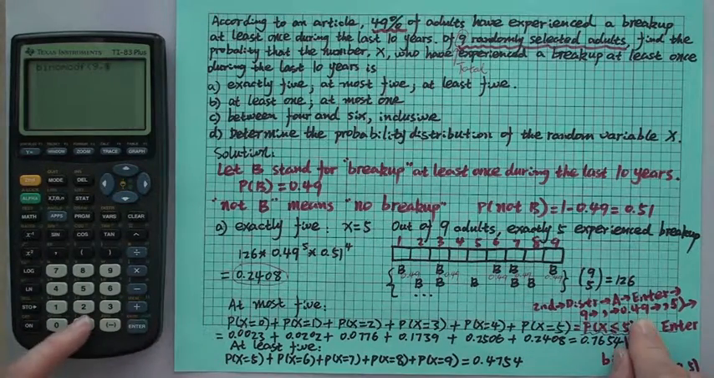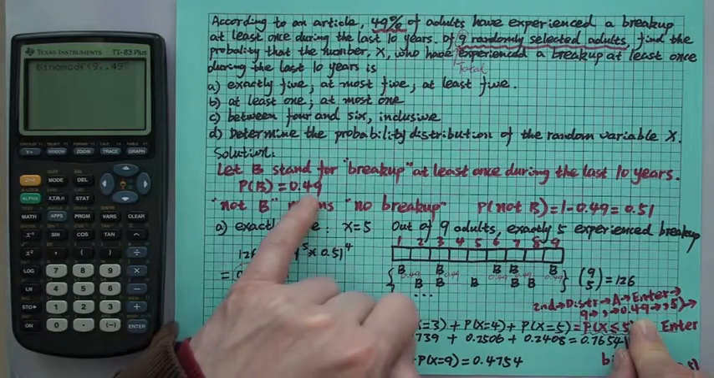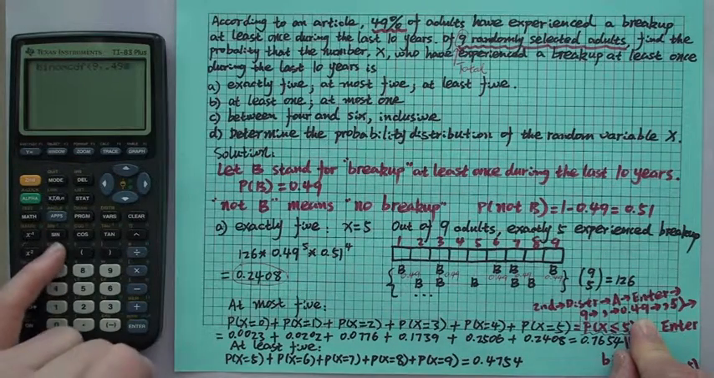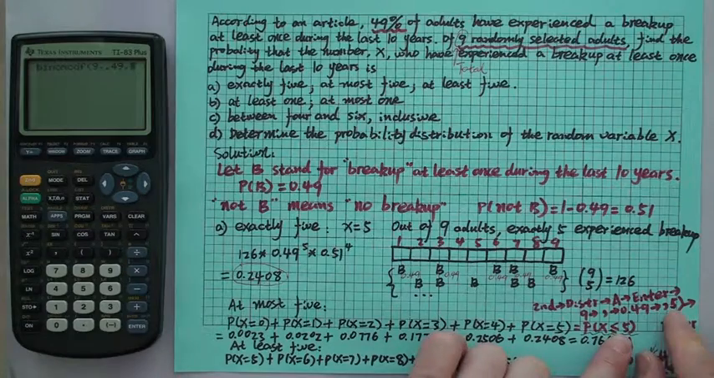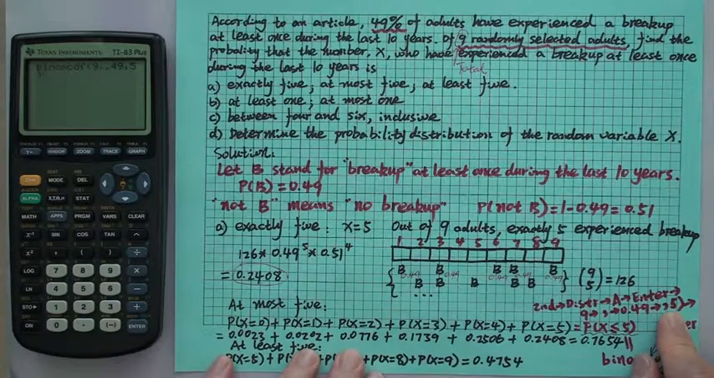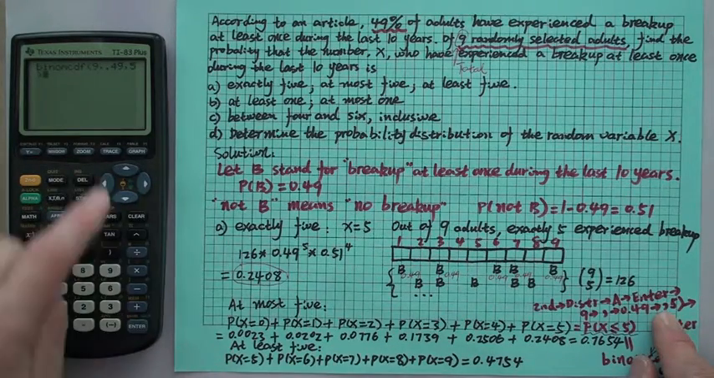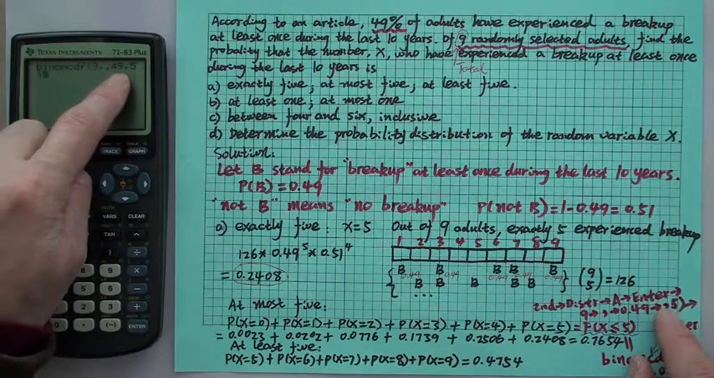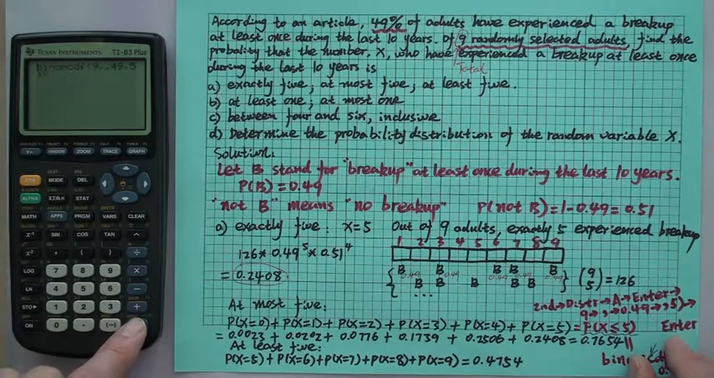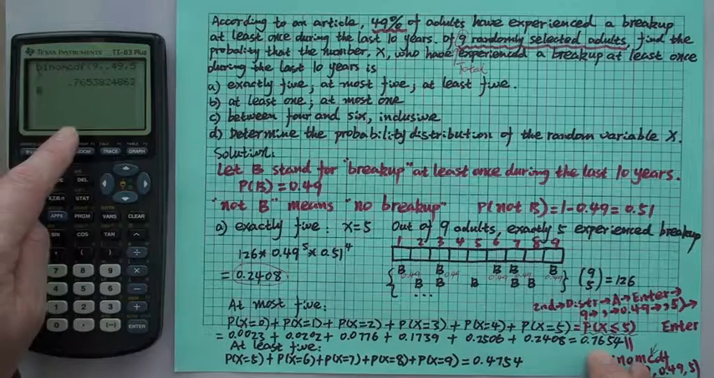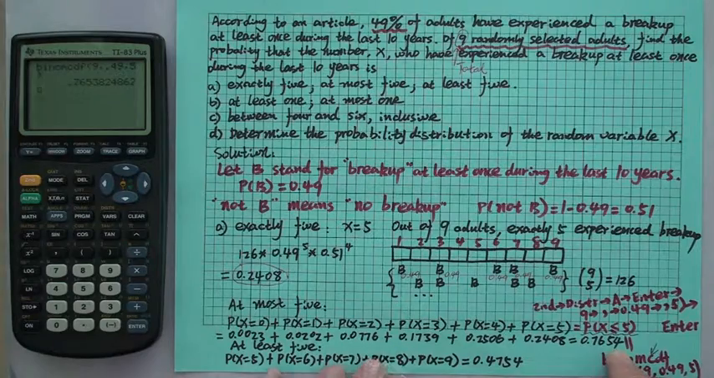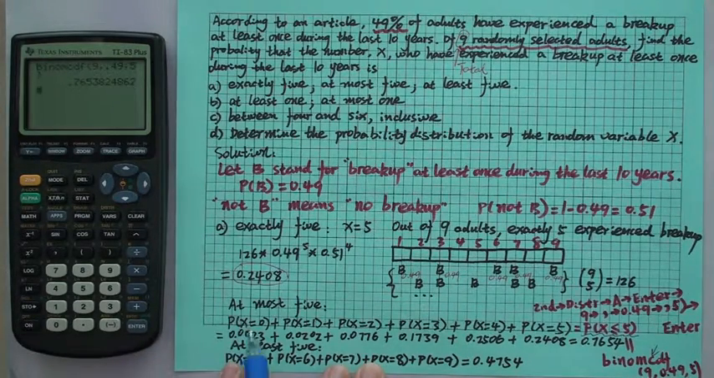And then 0.49. From where? From here, or from here. And then another comma, and then up to 5. So you want 5. Close parenthesis, and then you hit enter. It shows up. Very easy. 0.7654.